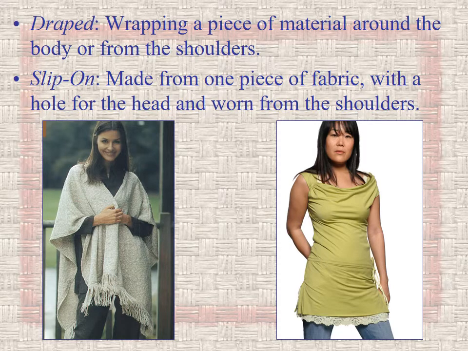Draped, obviously, is basically just wrapping a piece of material around the body or from the shoulders. Very important in early Greek and Roman and Egyptian societies, basically a shawl. Slip-on is a tunic, usually 1 piece or 2 pieces of fabric. It says 1 piece here, but it can be 2. Hole in the head, hole for arms, whoop, over it goes, and worn from the shoulders, like a t-shirt kind of.